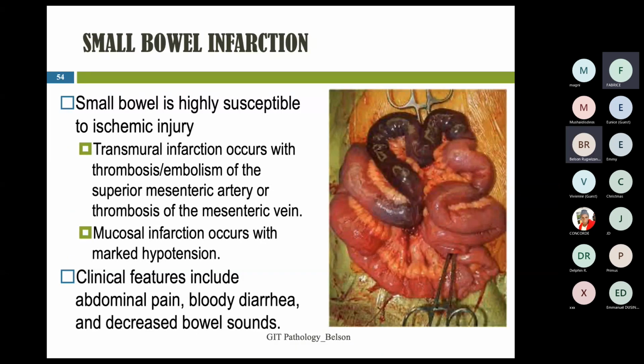So the small bowel infection, you see that the bowel here is reddish, but there is an area which is black. So in gangrene, because of infection. So the small bowel is highly susceptible to ischemic injury. So if there is thrombosis or embolism in any of its arteries, it will cause the infarction, which looks like this.